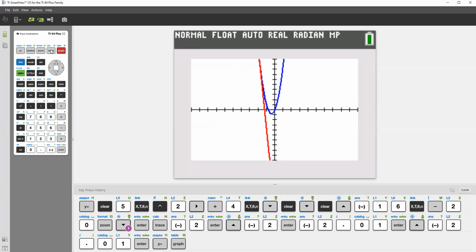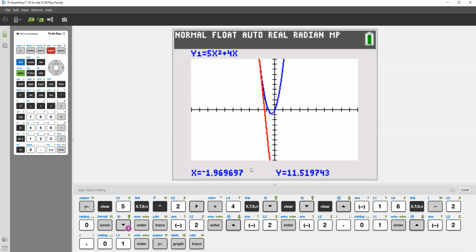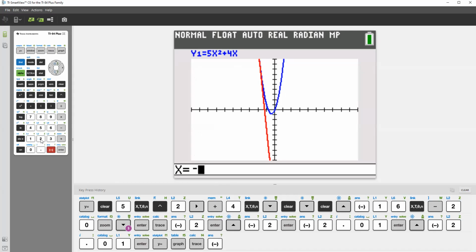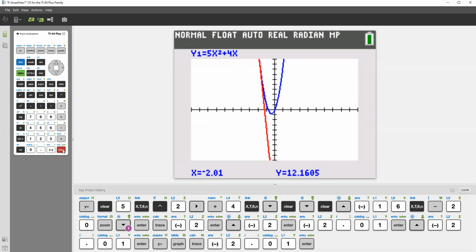Okay. So I'm going to hit trace, and I'm going to type in, like, let's do -2.01. Do you see how I have to be close to my A, which is -2? Okay. All right, and I'm on the blue, so I'm on the parabola. So for the parabola, that's the exact value. That's the exact value because I am on the parabola. Okay.